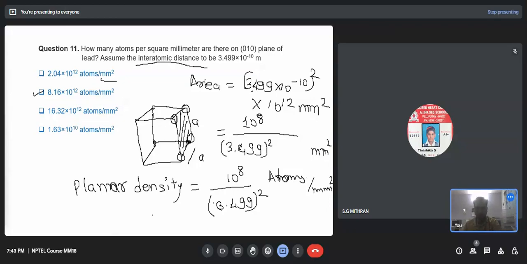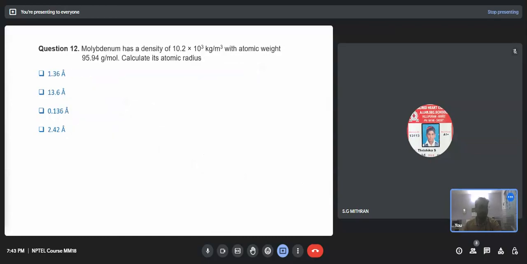That's how we have to calculate the planar density. Previously we have also calculated in points and atoms. Don't confuse with that. We can consider atoms, molecules, or points for this lattice. Now the next question. Here the question is a little bit simple, but also tricky.